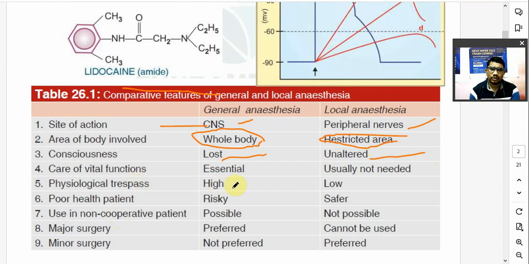While you are under the influence of general anesthesia, you have to be careful about your vital functions. So care of vital functions is essential in case of general anesthetic drugs. While using general anesthesia, you have to be careful about the vital functions. If you lose the vital functions, you may die.